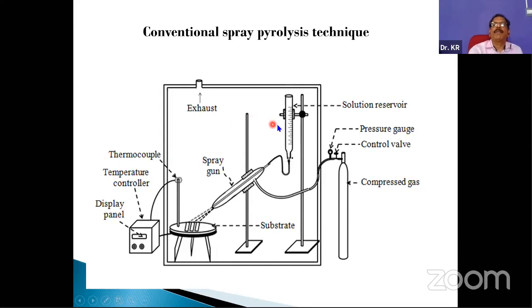By appropriately changing the concentration of the solution, spray rate, that is the amount of solution sprayed per minute, spray interval, total spray time, distance between the nozzle and the substrate, and temperature of the substrate, these are the process parameters. By appropriately changing these process parameters, we can get thin films of different characteristics.